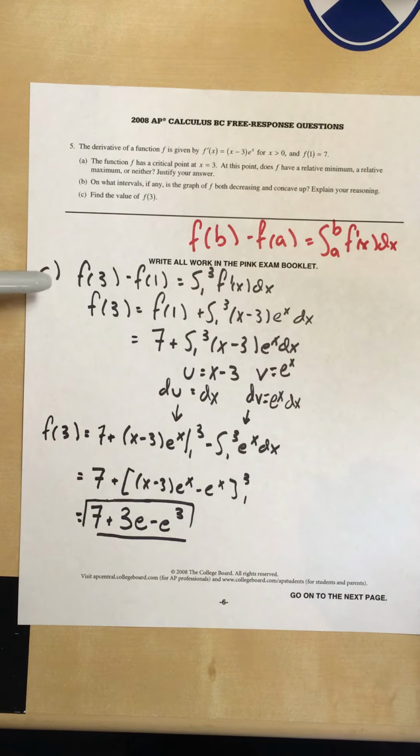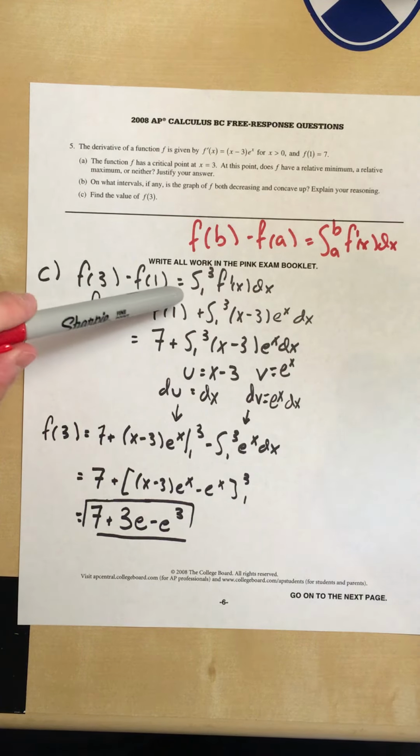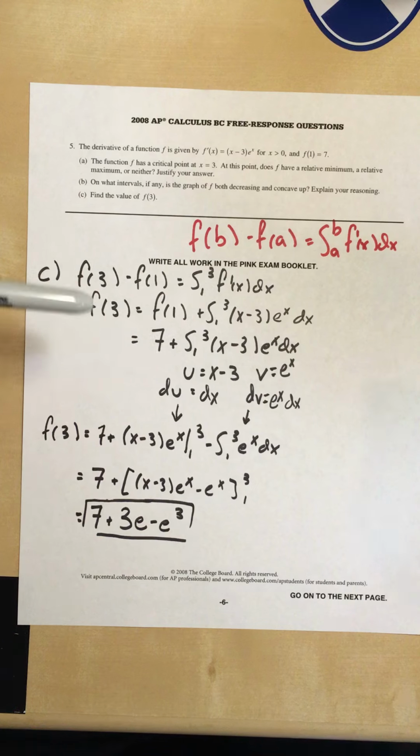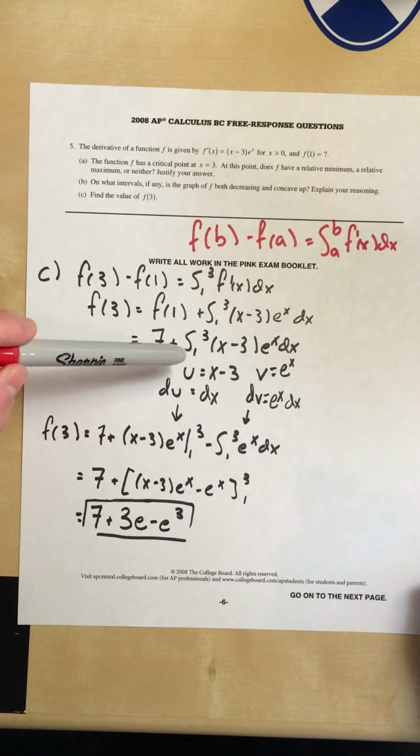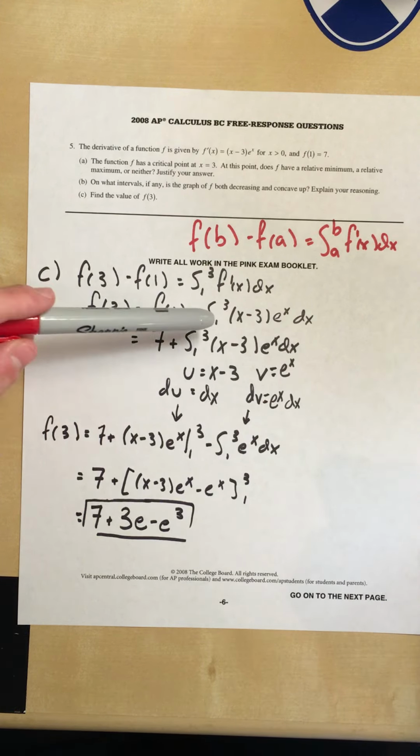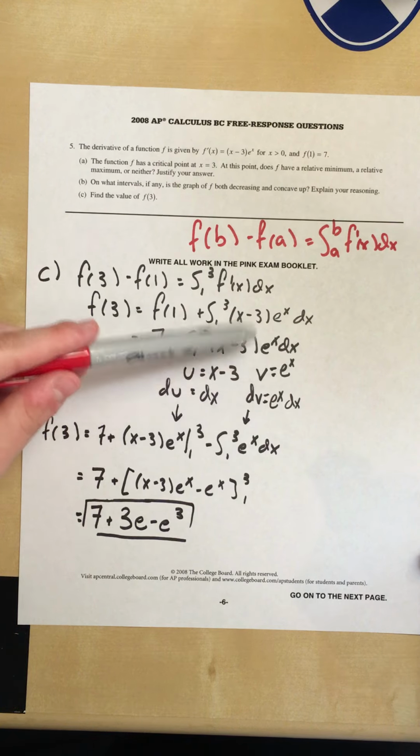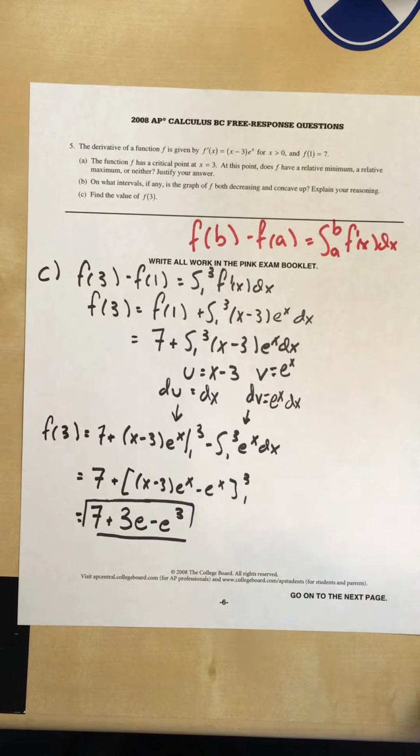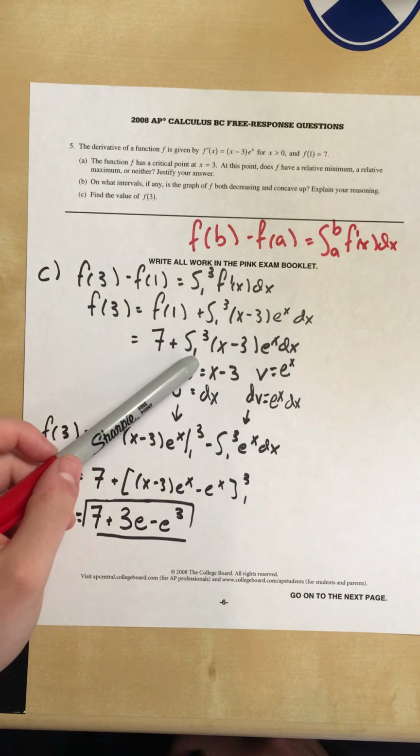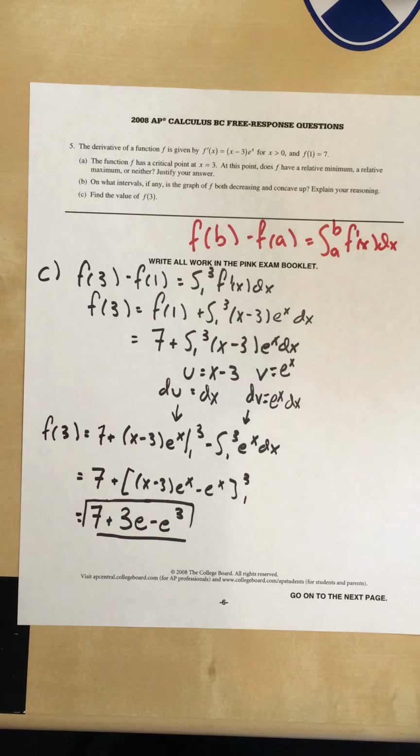So I set one up here. f of 3 minus f of 1 equals the integral from 1 to 3 of f prime of x dx. This ends up as 7 plus the integral from 1 to 3 of (x minus 3) e to the x dx. So you see this integral here, and it's a very tricky one. Luckily, we're in BC, so we have a trick for this: integration by parts.